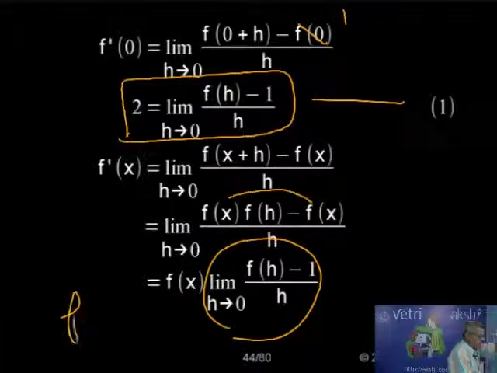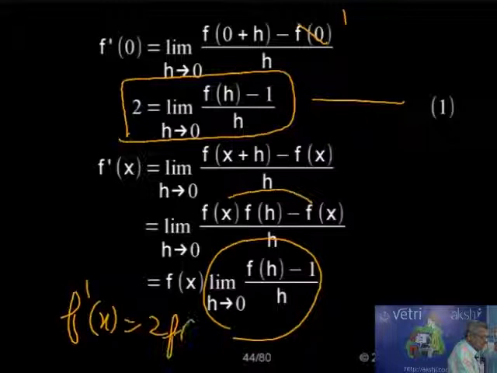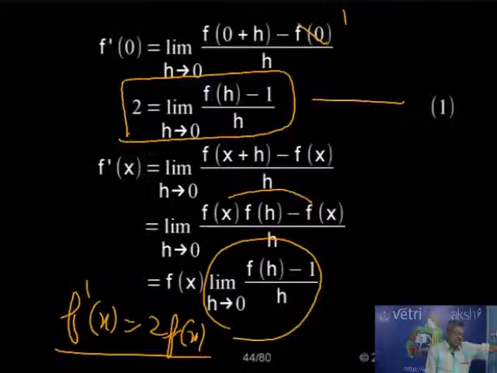Therefore, we are getting f dash x is equal to 2 times f(x). So, this is what we require: f dash x is equal to 2 times f of x. That is the first result we require. The second result is to find f of x. I repeat again.